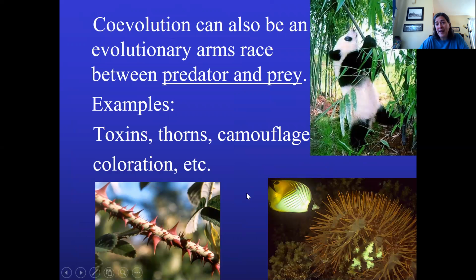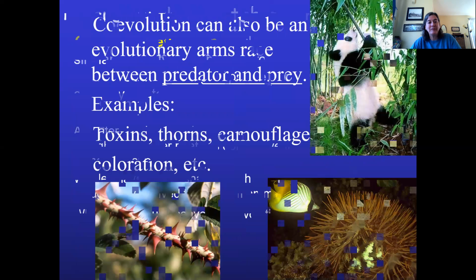It can also be the other side, where you get the predator-prey relationship. So thorns and toxins are developed by plants and animals to keep predators away. And what happens then is the prey might adapt to that. You can even think of antibiotic-resistant bacteria as another example of that predator-prey relationship. Again, these changes happen through natural selection over time.